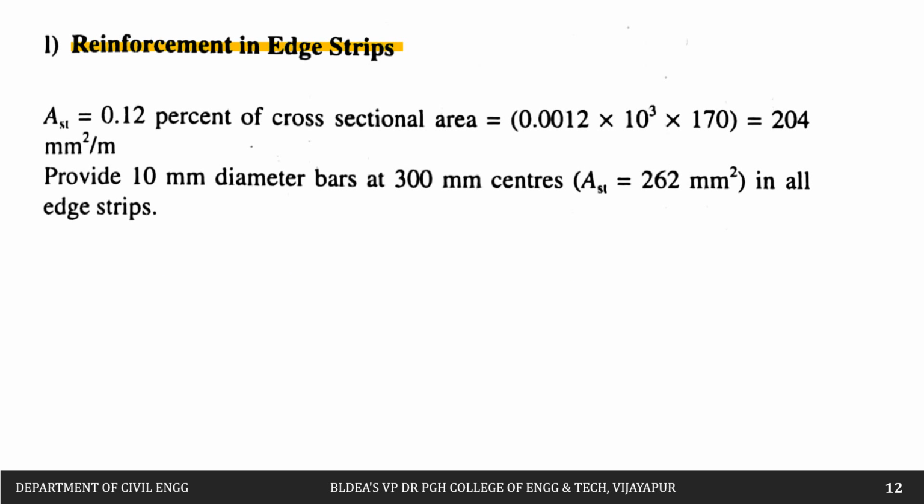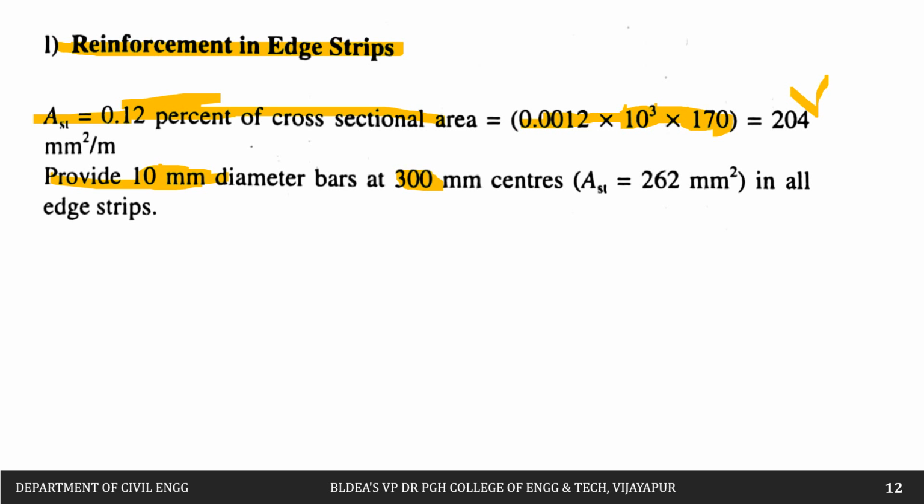Then next is reinforcement in the edge strip, that will be equal to the minimum, that is 0.12 percentage of the cross sectional area. It is 0.12 percentage, 0.0012 multiplied by B into D, that is B is 1000, D is 170, we get the answer as 204 mm square. And if you provide a 10 mm bar, the spacing required will be around 300 mm.